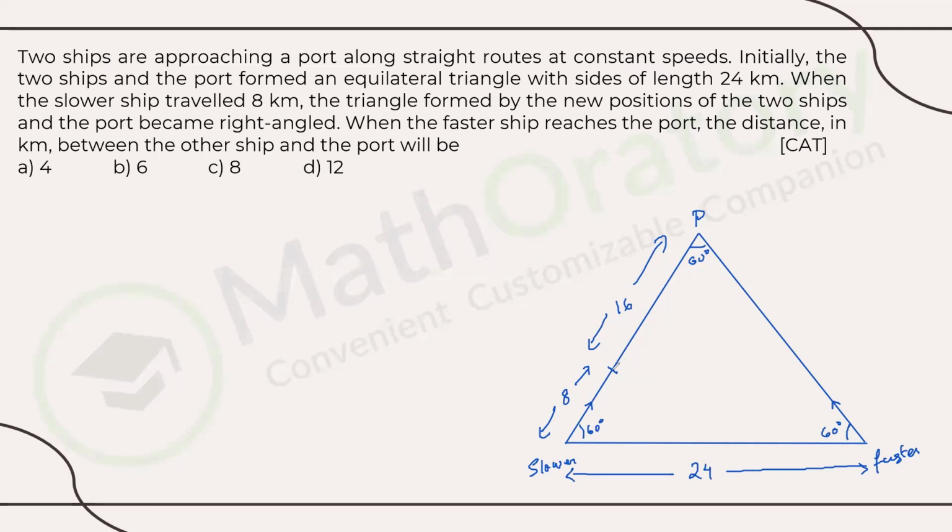We know that. So if I assume this to be 90 degrees here, because the question says so, we now have a small triangle out here, which is a 30-60-90 triangle.